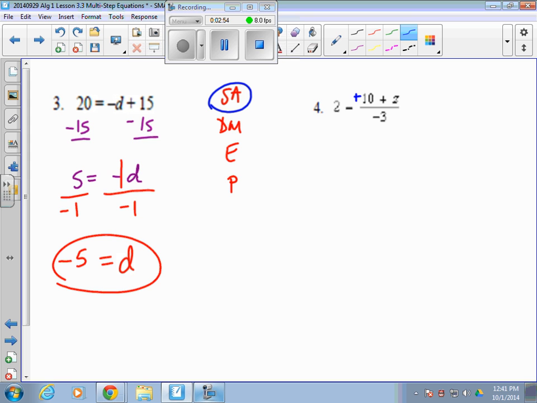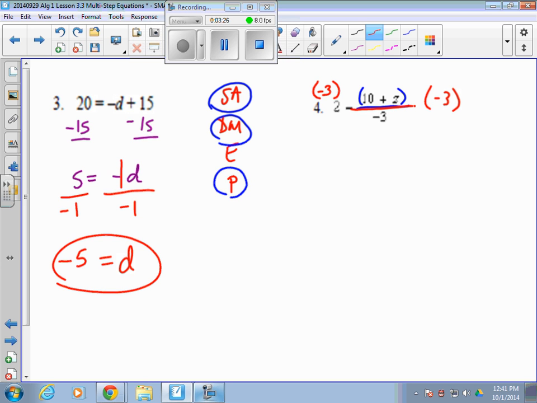The reason we can't, however, is because of this fraction bar. It acts as if there is a parentheses around the top and around the bottom. So that's actually the last step we're supposed to get to. So we can't get rid of that plus 10 yet. So you have to go past the addition of 10 first to the next step, division and multiplication. This says divide by negative 3. So you cancel out divide by negative 3 by multiplying by negative 3. If you do it there, do it to the other side.